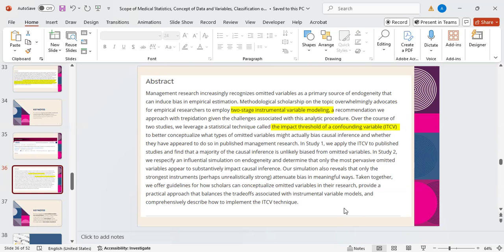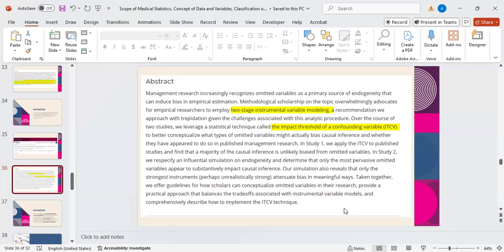Over the course of two studies, we leverage a statistical technique called the impact threshold of a confounding variable, ITCV, to better conceptualize what type of omitted variable might actually bias causal inference and whether they have appeared to do so in published management research. In study 1, we apply ITCV to published studies and find that the majority of the causal inferences are unlikely to be biased from omitted variables. In study 2, we re-specify an influential simulation on endogeneity and determine that only the most pervasive omitted variables appear to substantially impact causal inference. Our simulation also revealed that only a strong instrument, perhaps unrealistically strong, attenuates bias in a meaningful way.